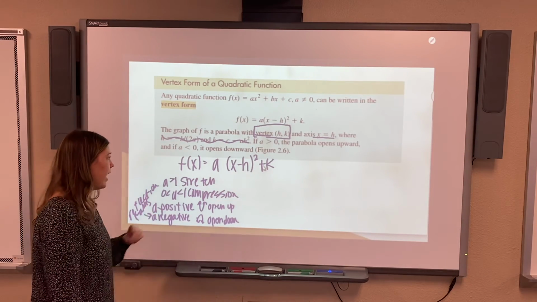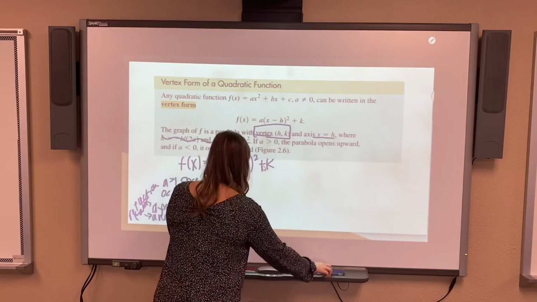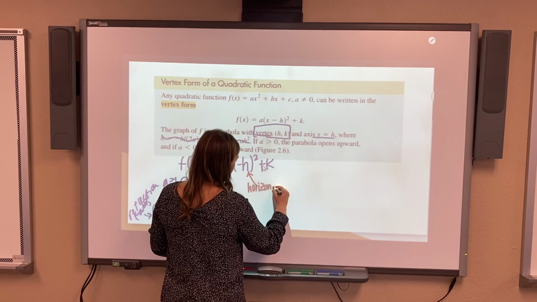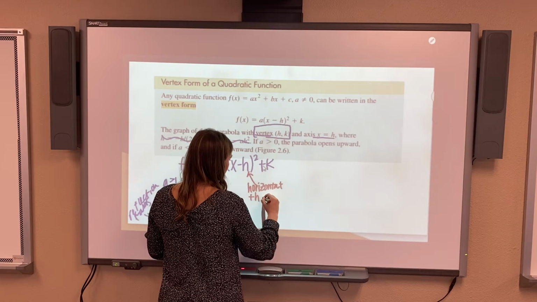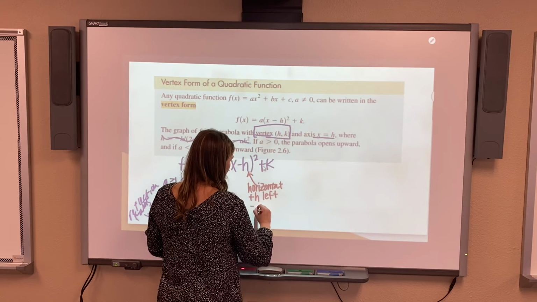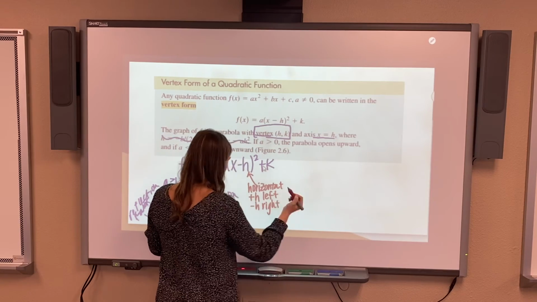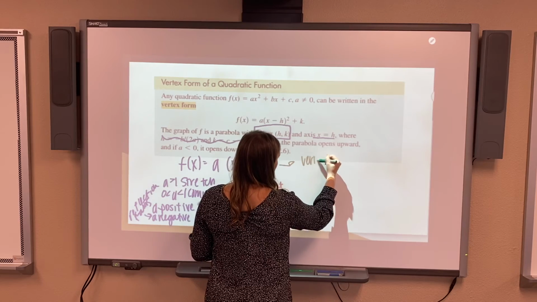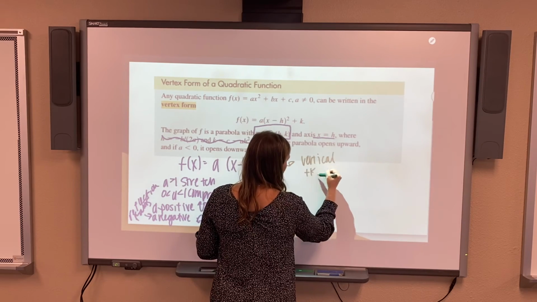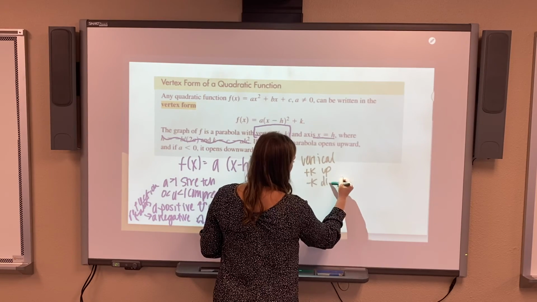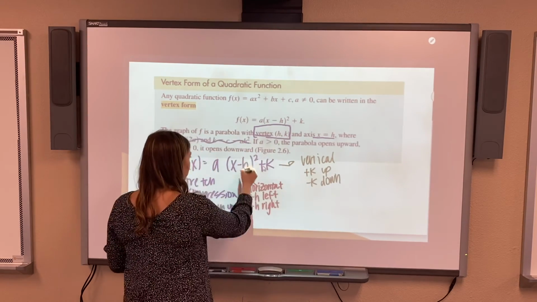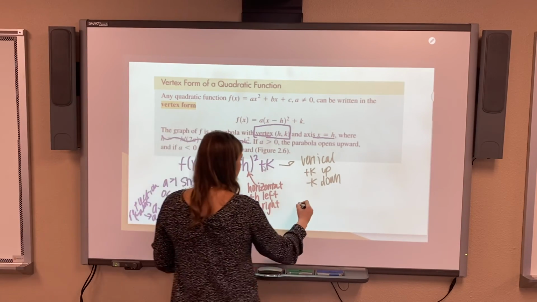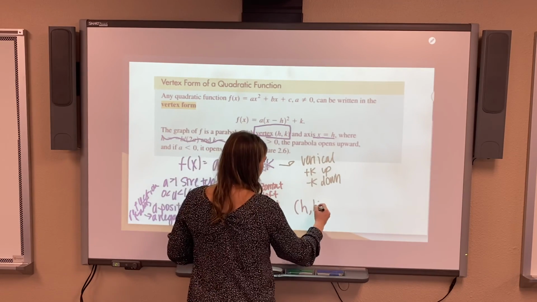Okay, h is your horizontal. The positive h moves to the left, and if it's a negative h, it moves to the right. Super easy. And then k is vertical. If it's a positive k, it moves up. Negative k moves down. And whatever h is, remember, drop your number, flip your sign, so it's always opposite. And whatever your k is, that's your vertex.